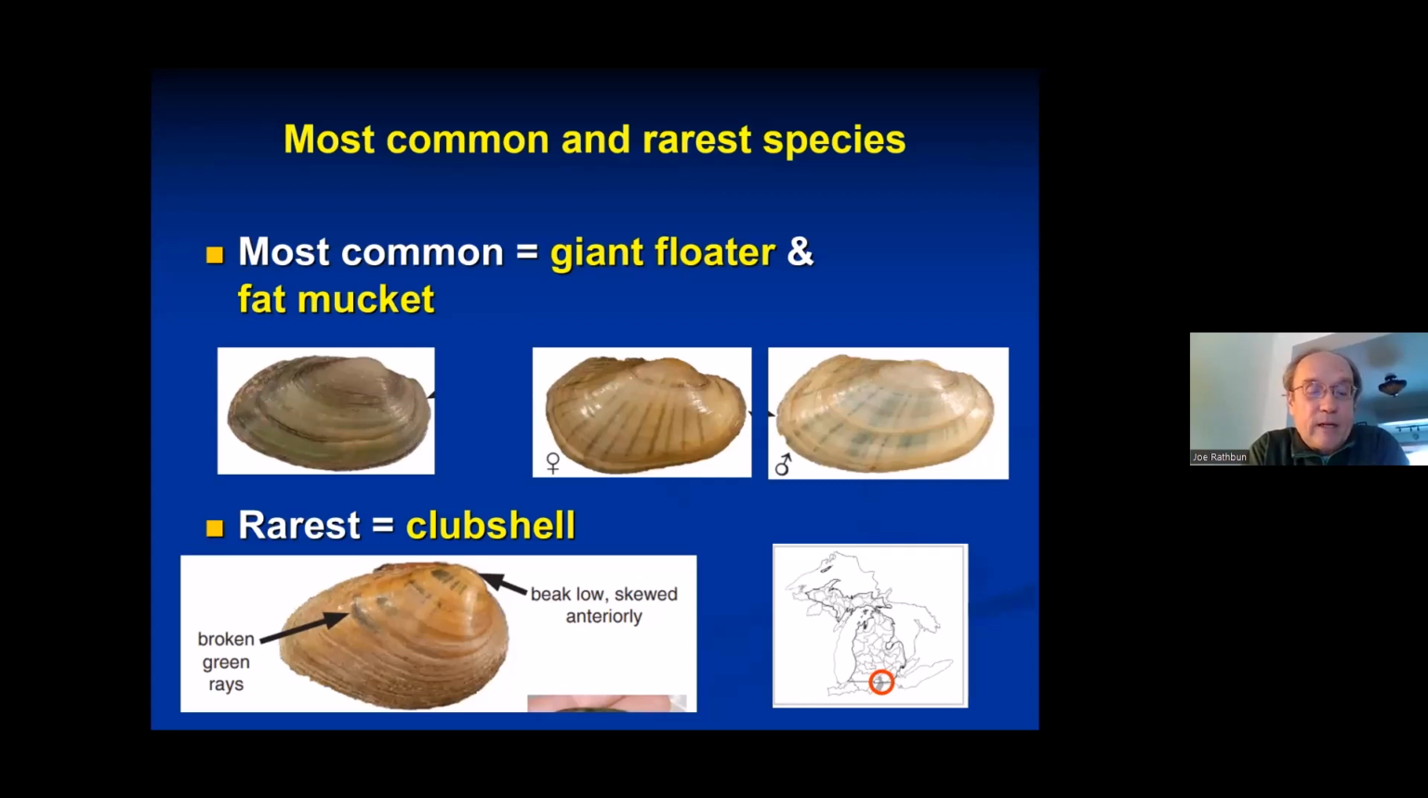The rarest mussel in Michigan is the club shell, which is found only down along the southern border of Michigan and Ohio, in the St. Joe River that's down there, not the big St. Joe that's in southwest Michigan. The little St. Joe over there flows into the Maumee eventually. There are probably a few hundred of those still living in the St. Joe, the club shell.